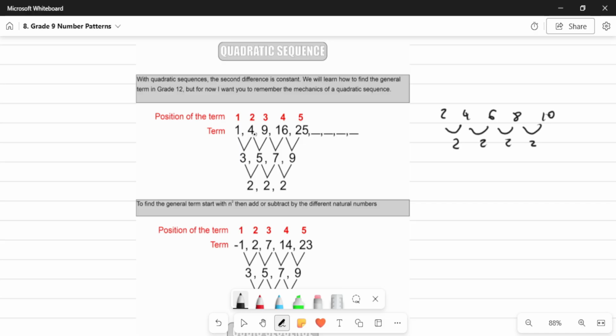So let's look at this here. Let's say we're given 1, 4, 9, 16, and 25. The standard quadratic sequence will be Tn is equal to n squared. So if I put in 1, it'll be 1. If I put in 2, it'll be 4. If I put in 3, it'll be 9. At the fourth position, it'll be 16. At the fifth position, it'll be 25.